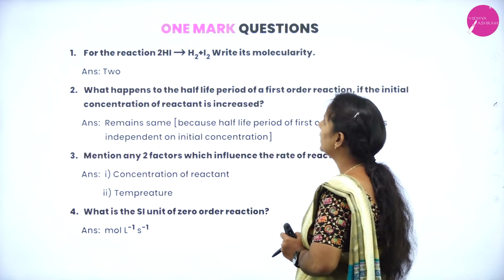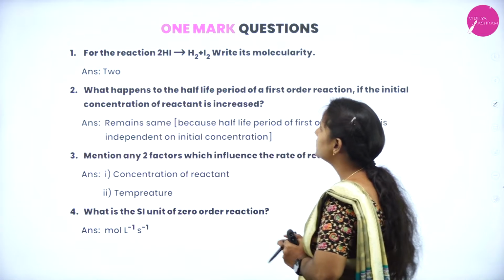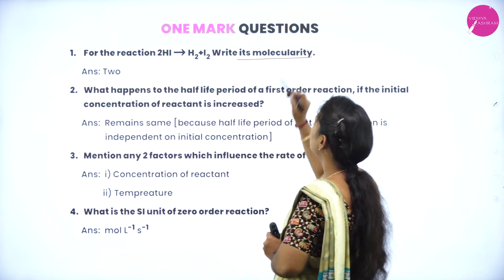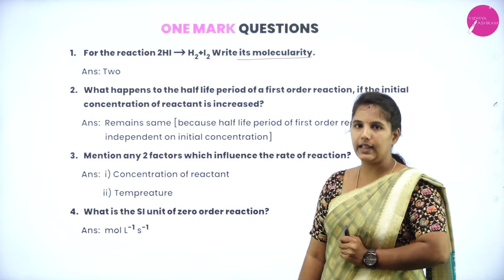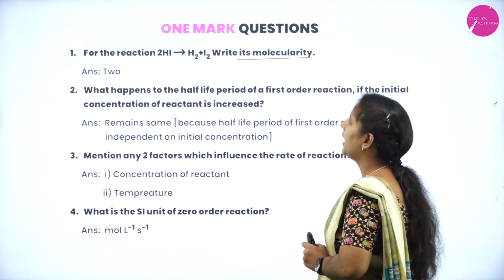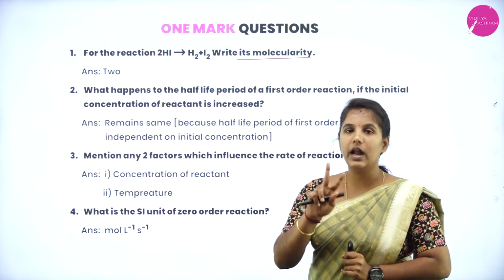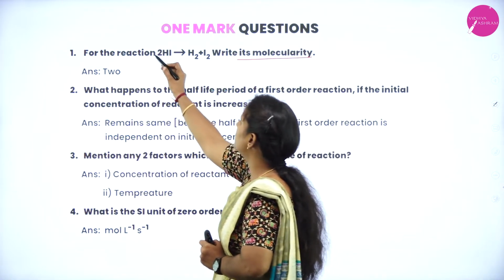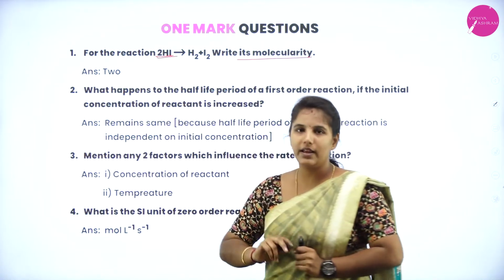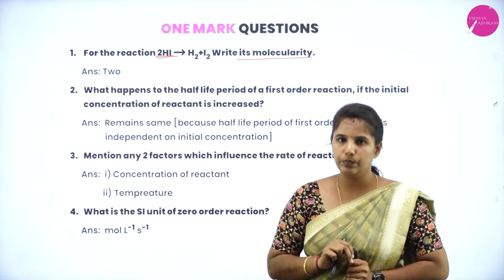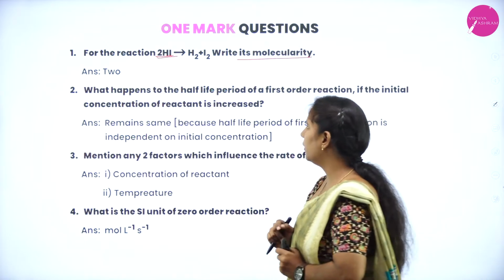For a reaction in which hydrogen iodide gives rise to hydrogen and iodine, write its molecularity. If you see the reaction, you can clearly understand that there are 2 moles of hydrogen iodide which are involved in the reaction. So the molecularity will become 2. So the answer is 2. Okay.